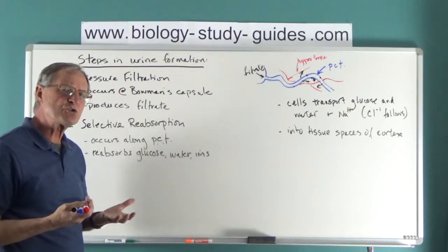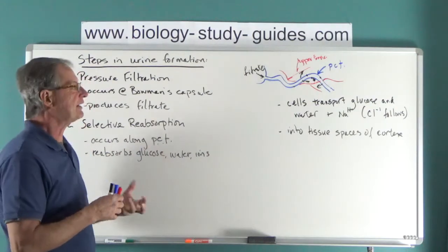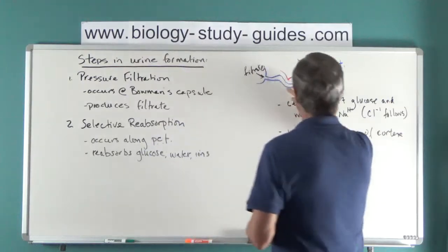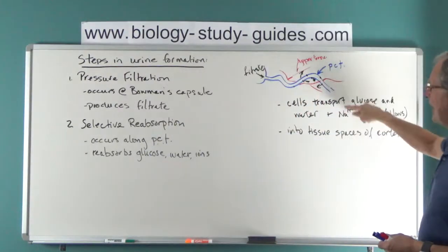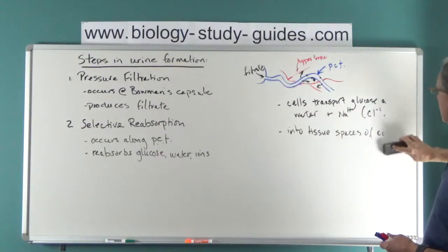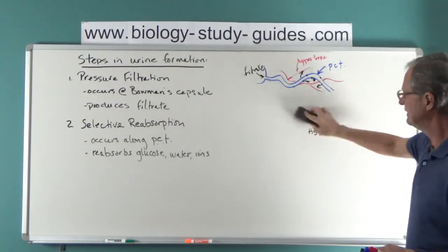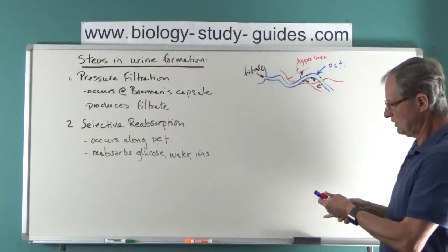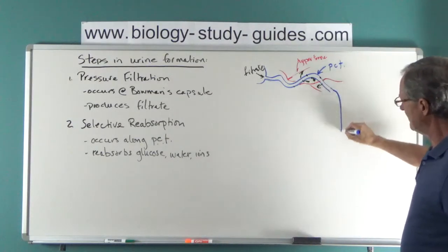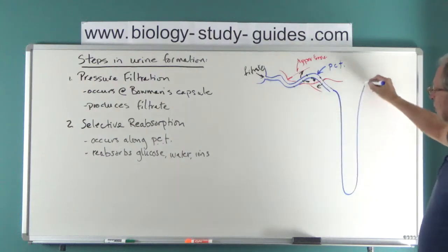Most of it's concentrated in the next part of the nephron, and the next part of the nephron following the proximal convoluted tubule is the loop of Henle. And remember, the loop of Henle drops from the cortical region down into the medullary region of the kidney. So here we have the proximal convoluted tubule. Now we have the loop of Henle.